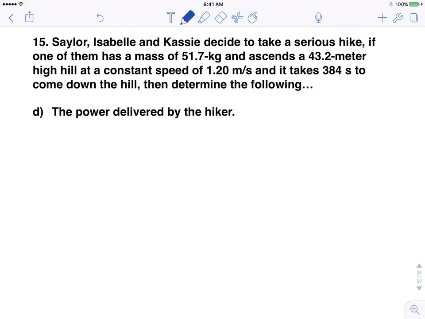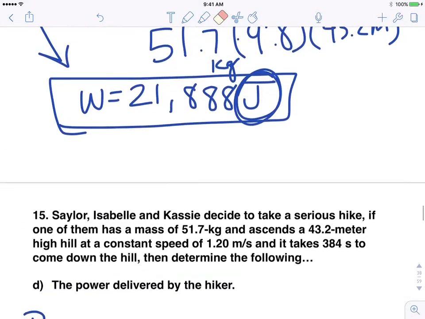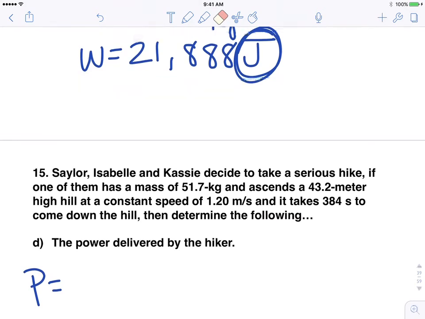All right, the last one is to calculate the power delivered by the hiker. So what is power? Power is equal to work divided by time. We have that time value, so we're going to use it now. Sorry. I was just trying to pull this down, and I'm looking right here. This is our work value.